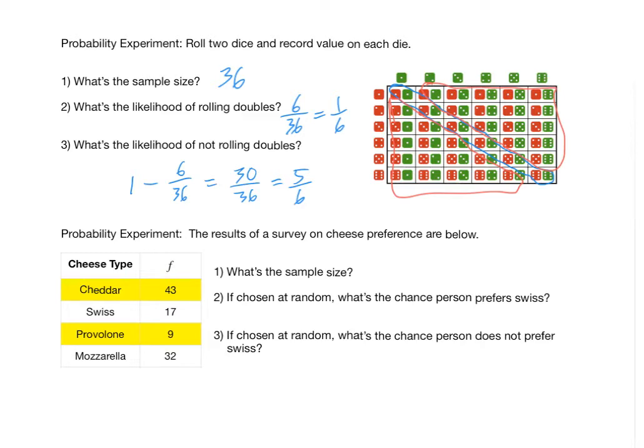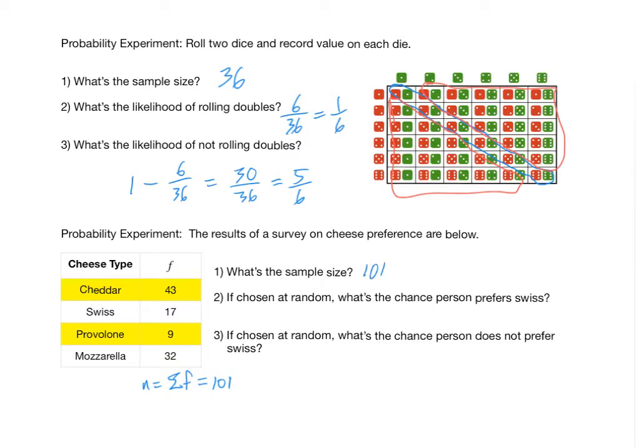In this case, you have the results of a survey on cheese preference below. So 43 people surveyed preferred cheddar the most, and 17 preferred Swiss, 9 preferred provolone, and 32 preferred mozzarella. So what's the sample size here? In this case, our probabilities are built off of data from a survey, so this will be an empirical probability. And how many people did they talk to? Well, if you add these up, which of course is represented by sigma f, you get a total of 101. So they surveyed 101 people. So the sample size is 101.